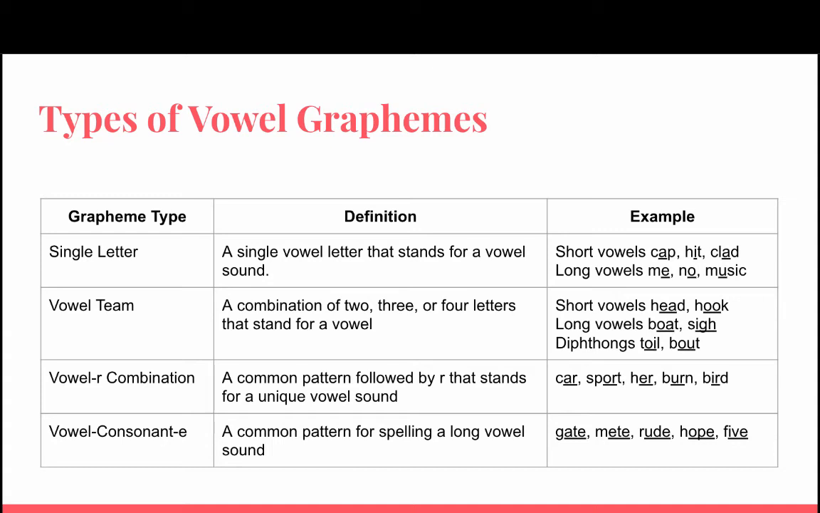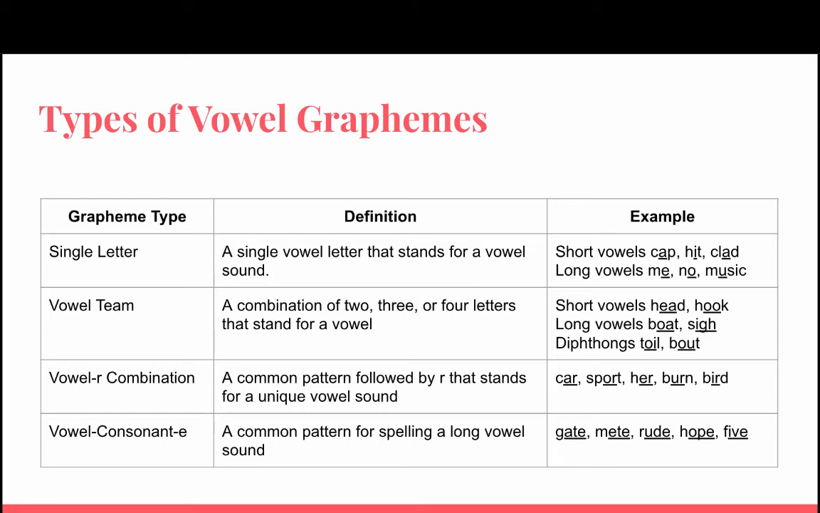A vowel team is a combination of 2, 3, or 4 letters that stand for a vowel. In short vowels, we have E and A together say eh in the word head, or OO says oo in hook. We have long vowel sounds with vowel teams. OA stands for the long O sound in boat, or IGH together stand for the long I sound in sigh.